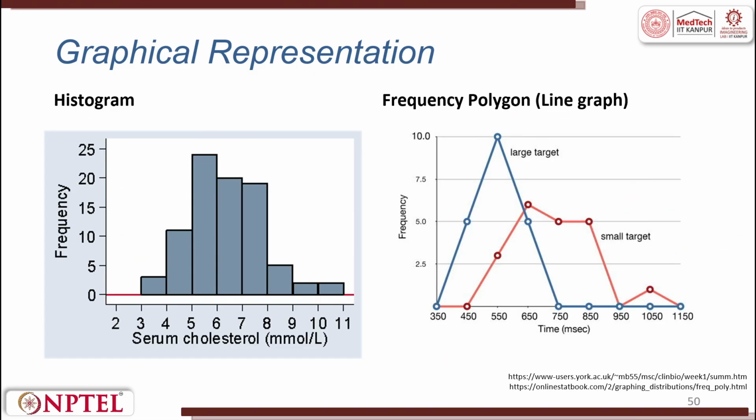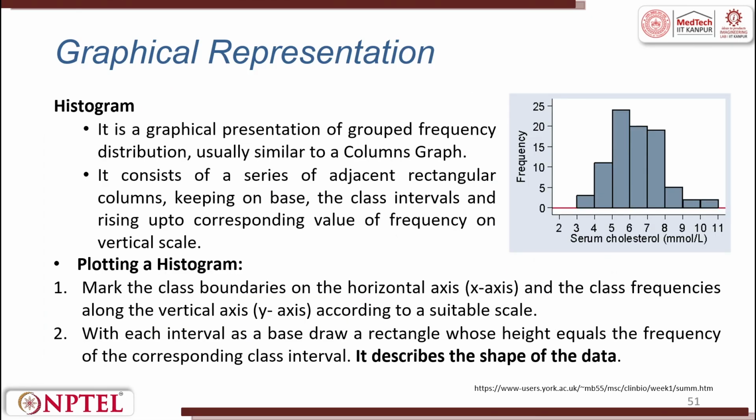Let me talk about the histogram or frequency polygon and what their uses are. I drew the box and whisker plot here in the frequency polygon itself. A histogram is a graphical presentation of a grouped frequency distribution, usually similar to a column graph. It consists of a series of adjacent rectangular columns keeping the class intervals on the base and rising up to the corresponding value of frequency on the vertical scale.